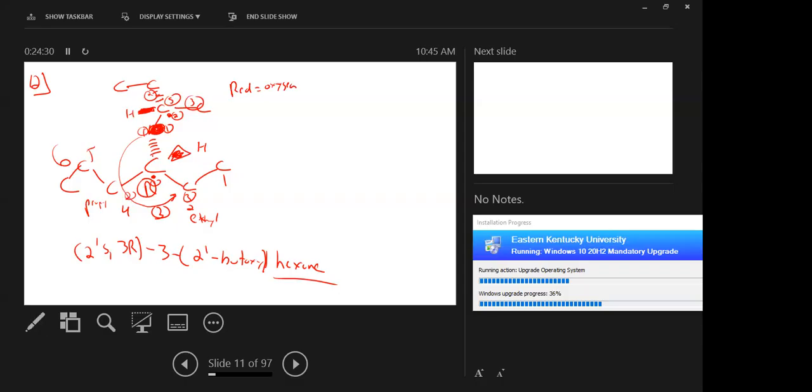So we have a hexane group on the bottom, right? This is your hexane group.